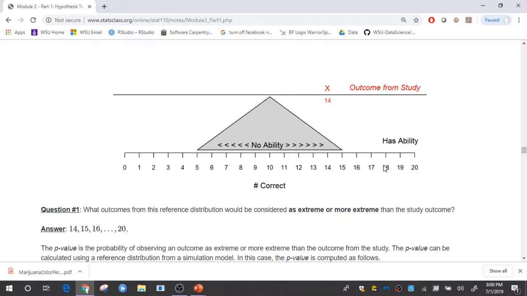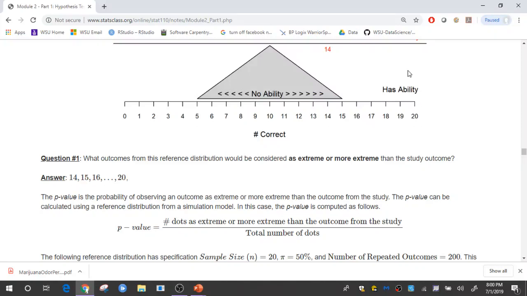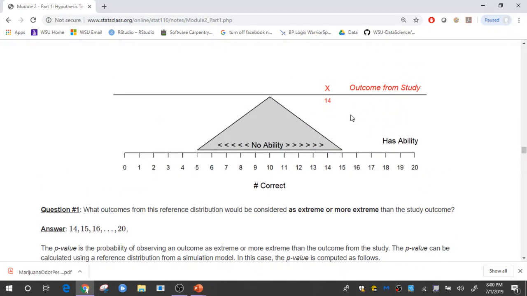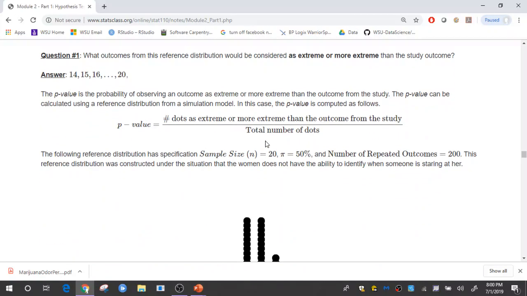17, 18, 19, 20. All the values to the right of 14 would be more extreme than 14 and would provide evidence for the research question. So when we're computing the p-value, I need to estimate the probability of obtaining a 14, a 15, a 16, a 17, an 18, a 19, or a 20 from this reference distribution. And I do that by simply counting the number of dots that are as extreme or more extreme than the outcome from my study, divided by the total number of dots.